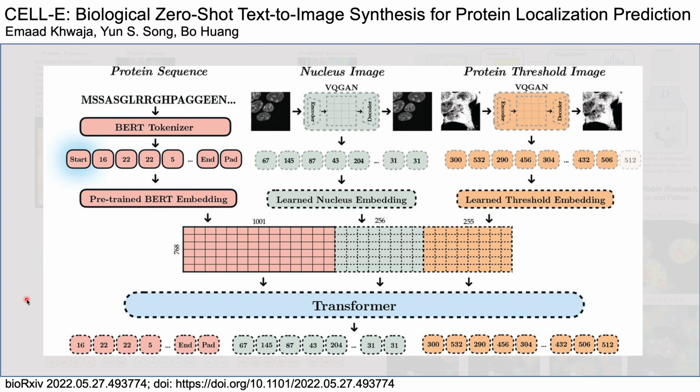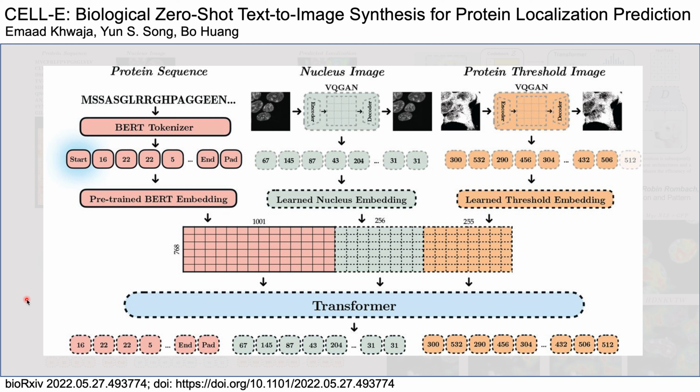The rest of the embedding matrix, all with the same number of rows, consists of image embeddings produced by VQ-GANs trained on either images of nuclei or images of protein localization from the OpenCell database. As you can see here, all three of these embeddings are concatenated and used as the input for the Cell E transformer, which is tasked with reproducing the list of tokens generated by these three embeddings.